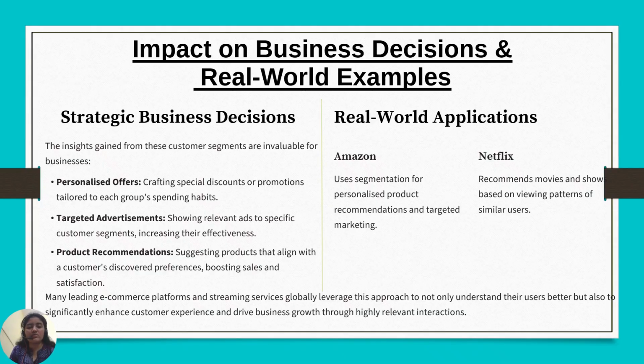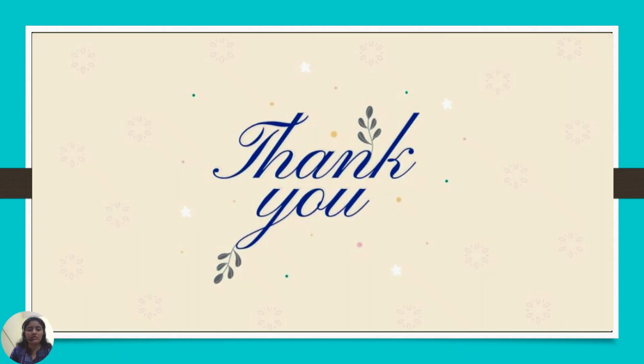Platforms like Amazon use this approach for product recommendations, while Netflix suggests movies and shows based on similar viewing patterns. Through these two examples, we can see how intelligent systems learn either from known outcomes or by discovering hidden patterns to solve real world problems efficiently.